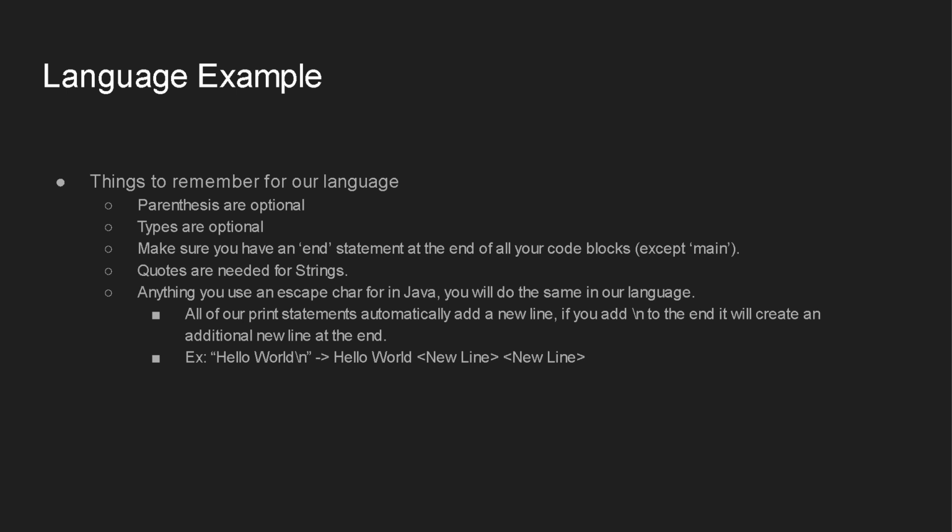So \n adds a new line. If you type print, it's like Python, you automatically get a new line. So if you want two of them, if you do hello world \n, you will get two new line characters. So yeah, let's go to the code example.